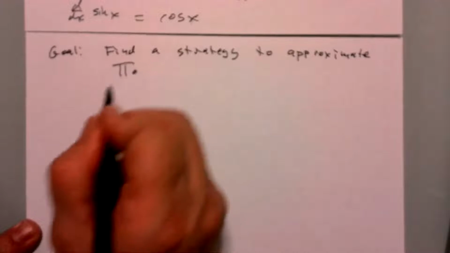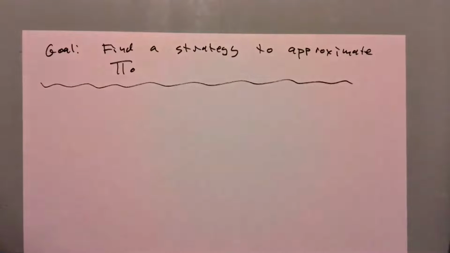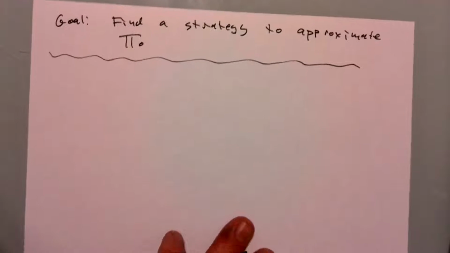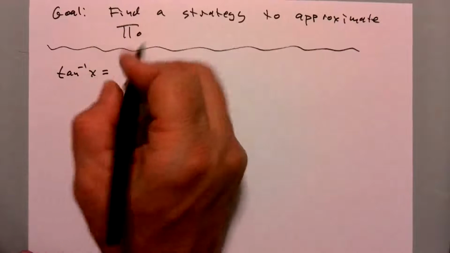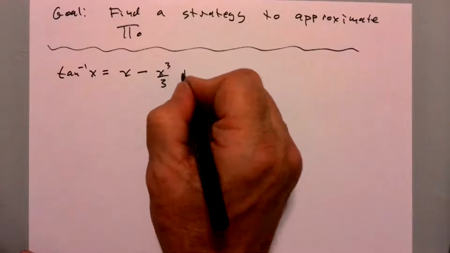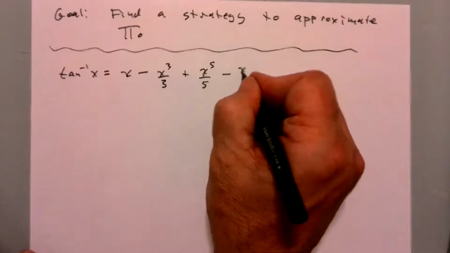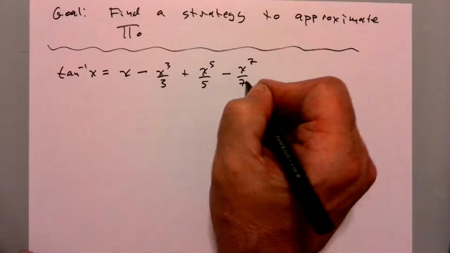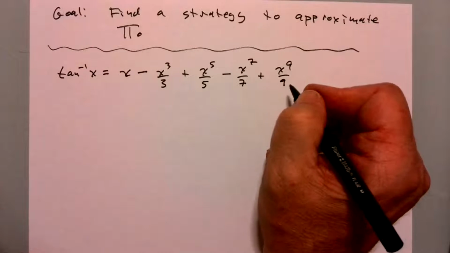All I will say is it's a really bad strategy. It doesn't converge very quickly. But we can do a few terms, and we can see how close we can get. Well, what we showed earlier in our video tonight was that the inverse tangent of x was x minus x cubed over 3 plus x to the 5th over 5 minus x to the 7th over 7 plus x to the 9th over 9.